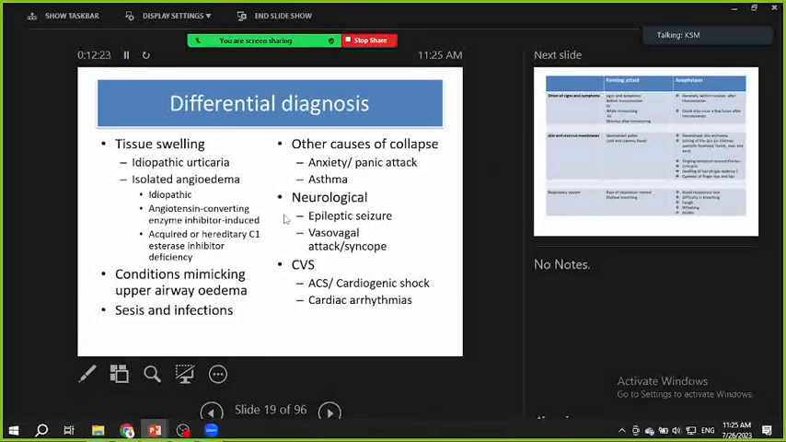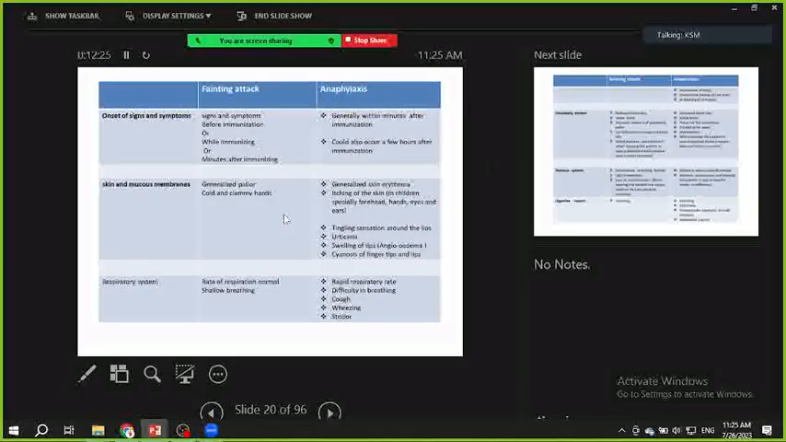One common thing: before injecting something or in an immunization clinic, you will come across a lot of patients getting a fainting attack. That is not anaphylaxis. How do you differentiate these two? In a fainting attack, the onset of signs and symptoms can be even before the immunization, or during the immunization, or sometimes just after it, and they say they feel a bit faint. Anaphylaxis does not occur before the immunization, but generally within minutes after the immunization, and could even occur a few hours after the immunization.